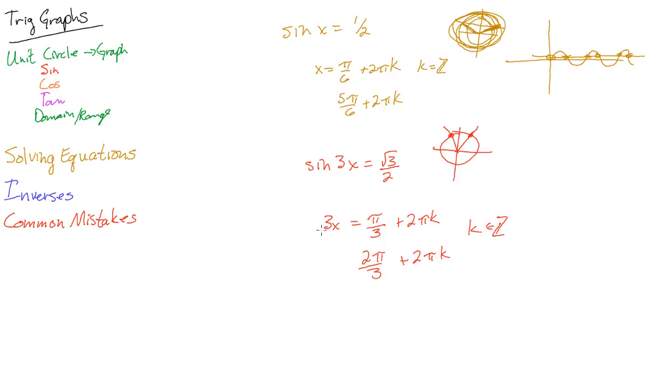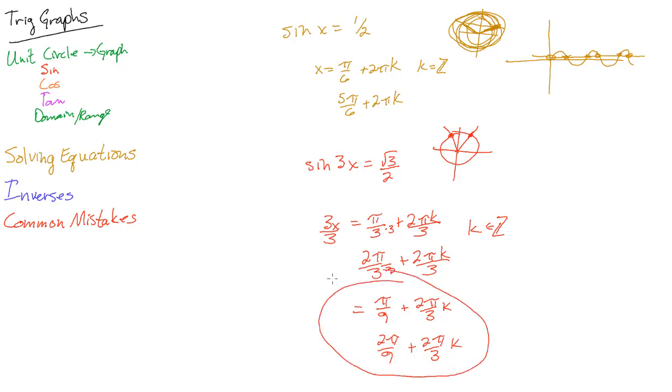Now if you divide everything by 3, that's right, we're going to divide by 3 and divide by 3 everywhere. So our answers are pi over 9 plus 2 pi over 3k and 2 pi over 9 plus 2 pi over 3k. This is how you do it. You're going to solve equations like this by looking at where it's on the unit circle and giving all of the infinitely many solutions to it.